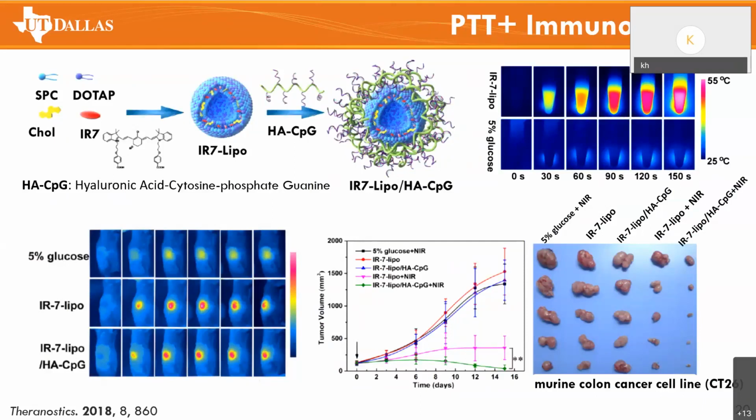So this is their system here. Then they wanted to check the PTT effect after the tumor size reached 100 cubic millimeters, and they injected 5% glucose as a control, dye conjugated to the liposome, and also IR7 liposome coated with CpG. And they irradiated it for 5 minutes. As you can see again, after laser radiation, mice treated with IR7 liposome or IR7 liposome with CpG show localized heating in the tumor area, and the temperature in the tumor area increased to 50 degrees Celsius.